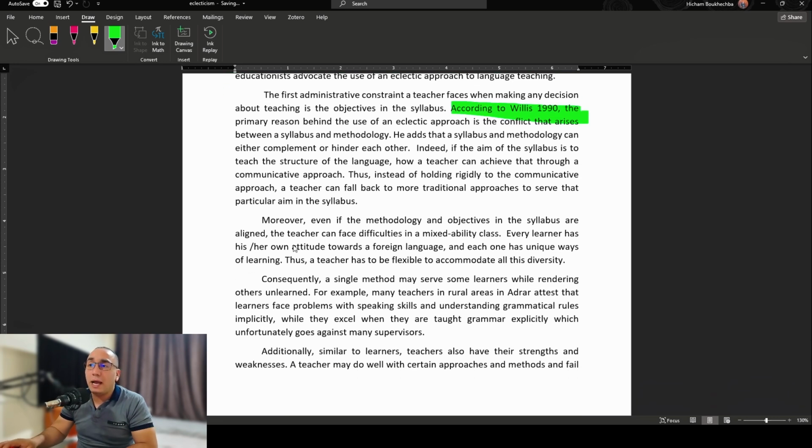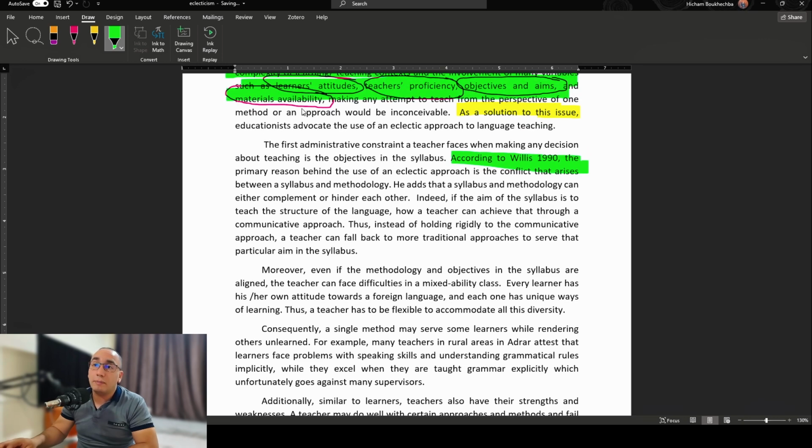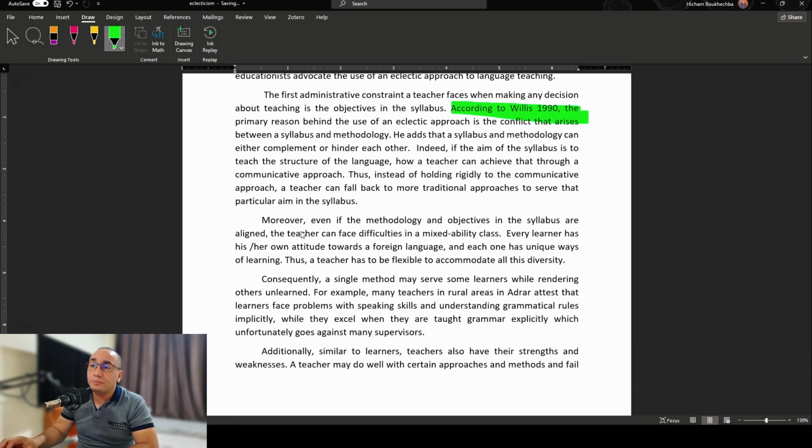And I move now to the second. Moreover, even if the methodologies and objectives and everything are aligned, the teacher can face difficulties in a mixed ability class. And this is where I started talking about learners' attitude.